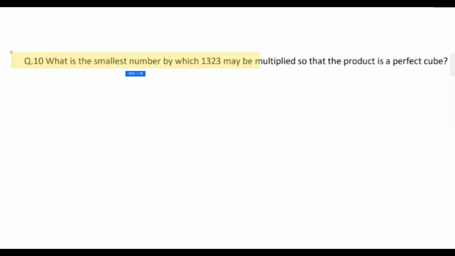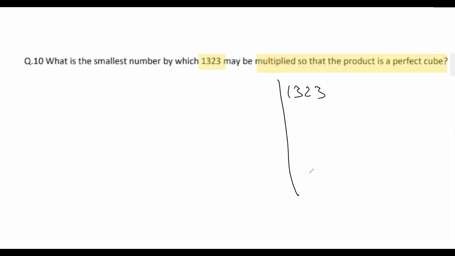In question number 10, we have to find the smallest number by which this should be multiplied so that we get a perfect cube. That means it is not a perfect cube. Let's say if I factorize this, 1323. Clearly, the sum of digits is a multiple of 3, so we'll be dividing by 3. 3 times 4 is 12. Again, 4 times 3 is 12, and this is 1 time.